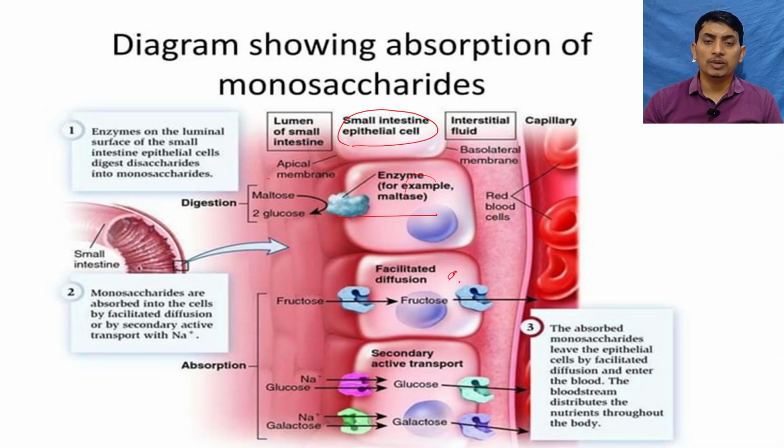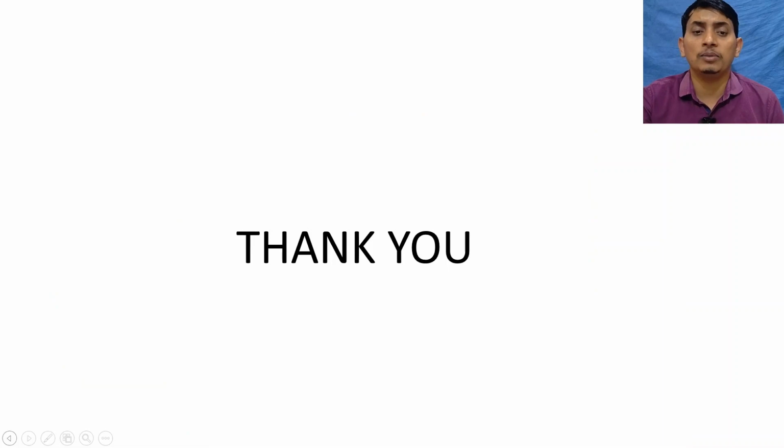In this way, it takes place by simple diffusion, directly moving to the blood circulation. In facilitated diffusion, some carrier proteins are there. You can see here in the diagram very clearly mentioned. In active transport, sodium ATPase pumps are there. So this is called the absorption of carbohydrate. So we have completed digestion and absorption.